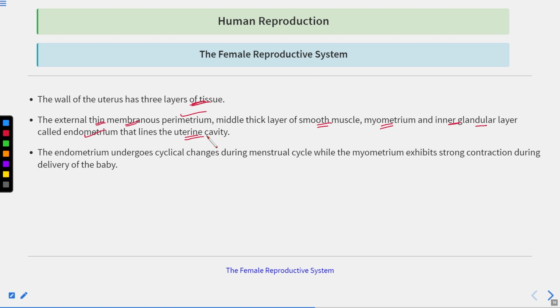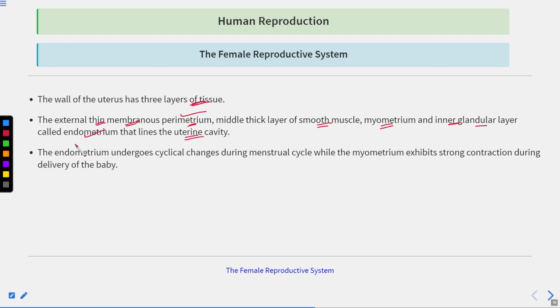And you must know that during the menstrual cycle, there is a breakdown of the endometrium, and this leads to the bleeding. So what happens during the bleeding phase of the menstrual cycle? The breakage of the endometrium takes place, and this leads to the bleeding. So the uterus has three walls. The outermost wall is known as the perimetrium. The middle layer is quite thick and is made up of smooth muscles, and the innermost glandular layer is known as the endometrium.